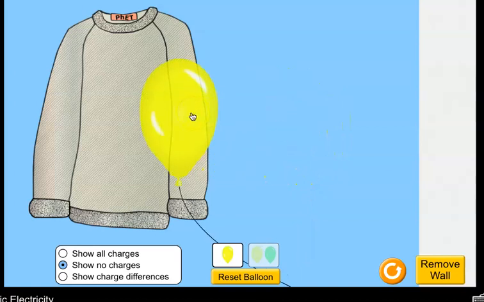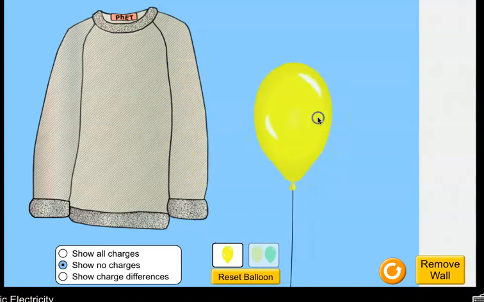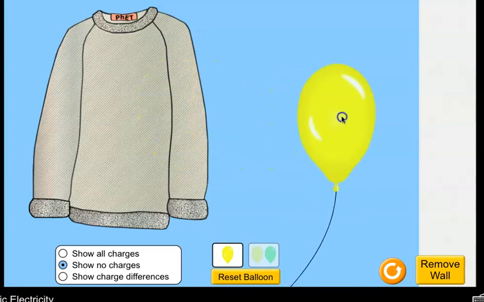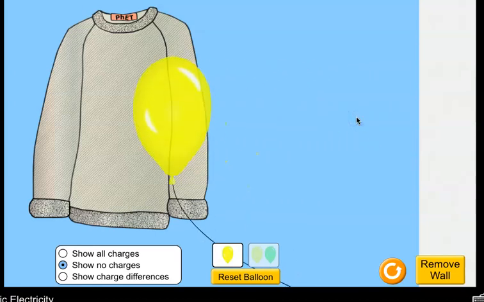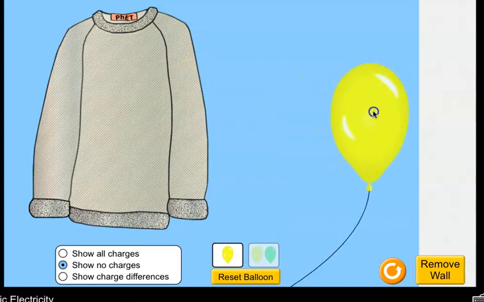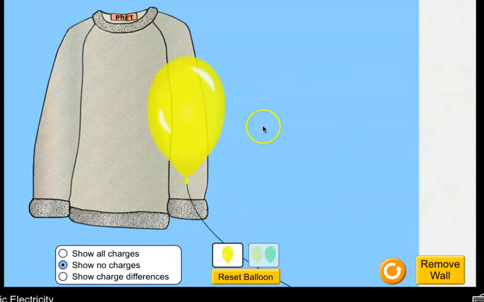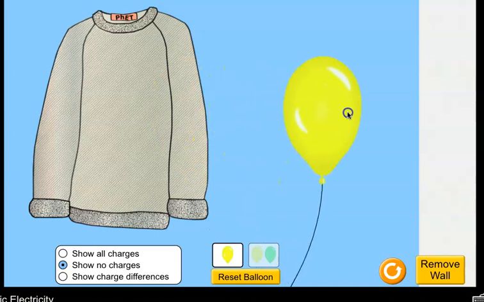It gets attracted towards the sweater. So there must be a difference in charge somewhere. And maybe if I get close to the wall, nope, still goes to the sweater. But maybe if I get close enough to the wall, it goes to the wall. So that's interesting. We definitely know there's a relationship between force and distance, and we also know there must be a relationship between charges. Now let me show the charges and see what's happening.